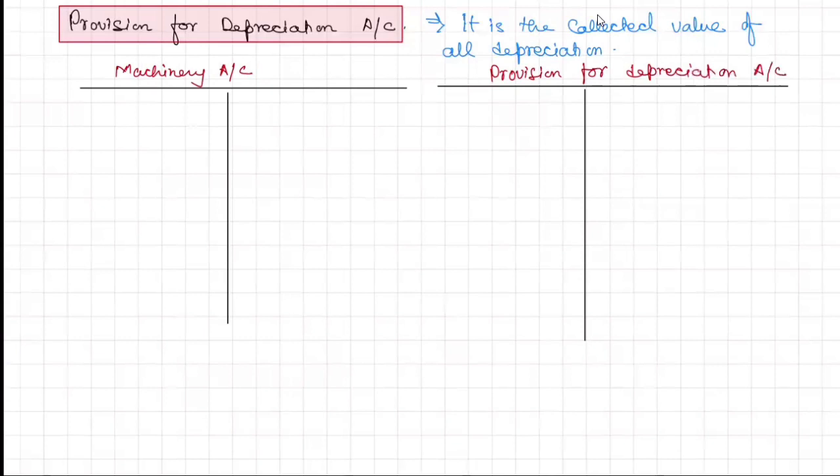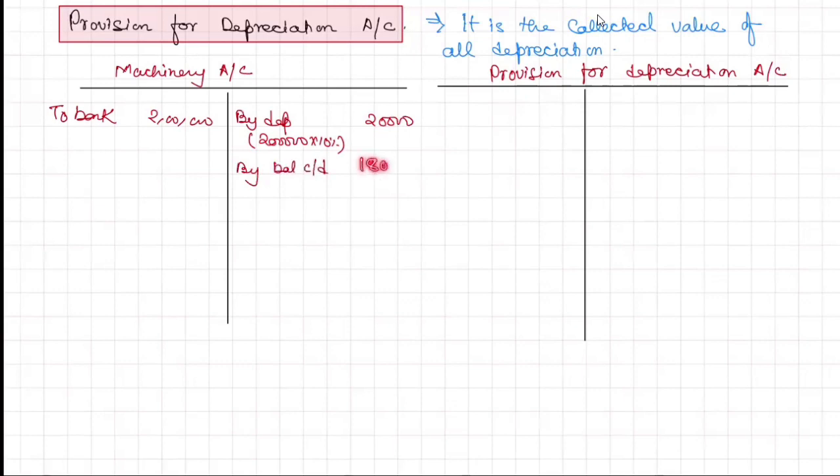Okay. Now, suppose for an example, machinery was purchased for bank account, purchased for 2 lakh rupees. Depreciation rate is 10%. Correct. So first year, what will be the depreciation? 20,000. Now, what actually we used to do? We used to write by depreciation, 2 lakh into 10%, and we used to write 20,000. And we used to write by balance c/d of 1,80,000. Correct. And we'll close the account at 2 lakh and 2 lakh. This is what we used to do.